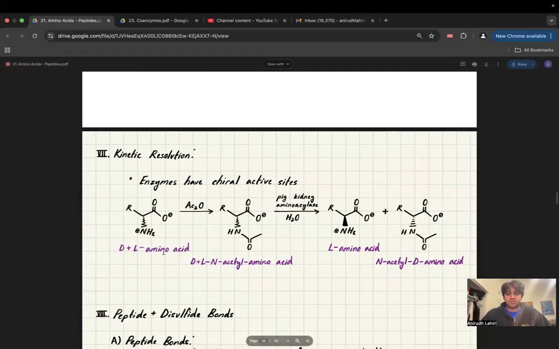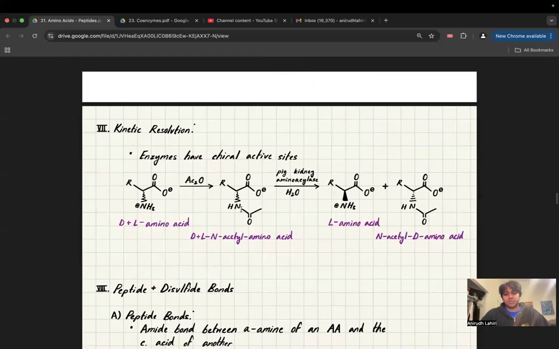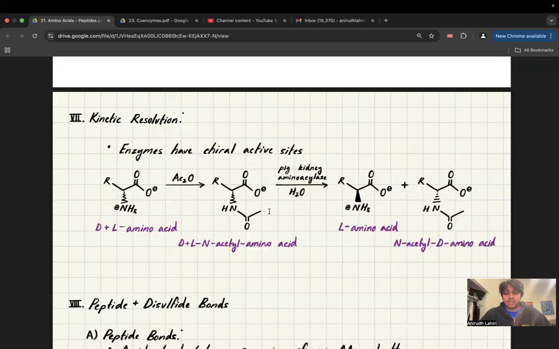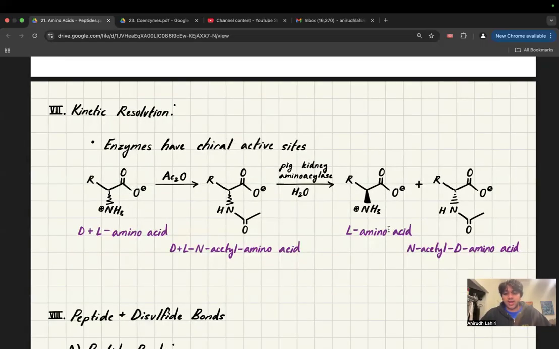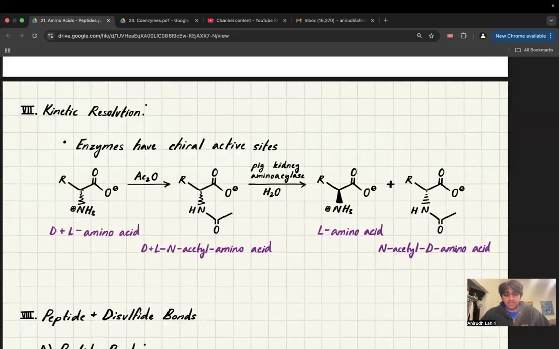We start with our D and L amino acid mix and we add Ac2O. After we do that, what we're doing is adding this group here. Pig kidney aminoacylase in H2O is an enzyme, which means it's stereospecific. So it'll only cleave this off of the L amino acid. That means we're able to separate our amino acids really easily, because this compound is very different from this compound. These two are very chemically distinct, versus this and this, which are enantiomers. D and L are pretty similar.